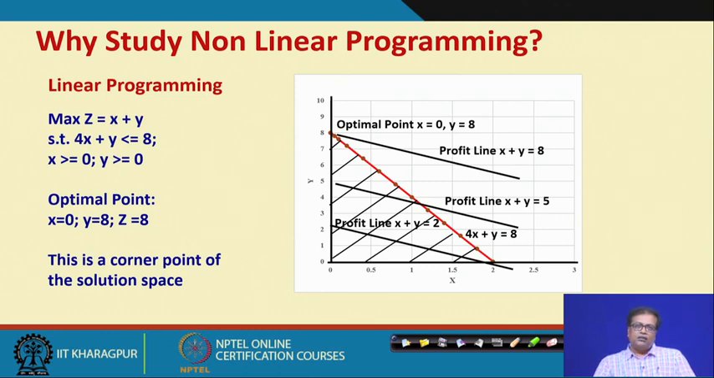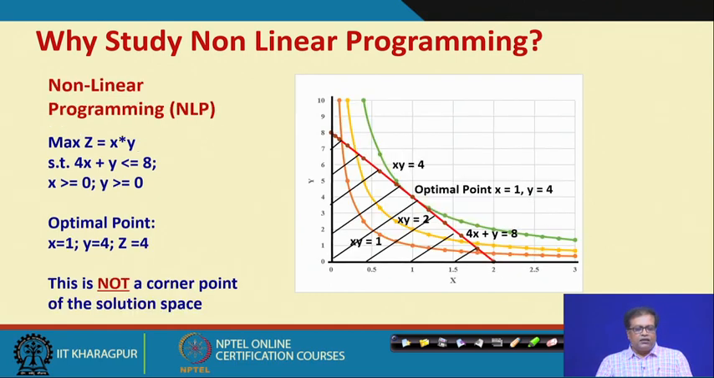So, we have to search a finite number of points. Once we get the solution space, there is no need really to worry anymore, and we just explore those corner points, the feasible corner points, or sometimes called basic feasible solutions, and we know one of them is going to be our optimal solution. That was a very basic advantage of linear programming. Let us see what happens in nonlinear programming.